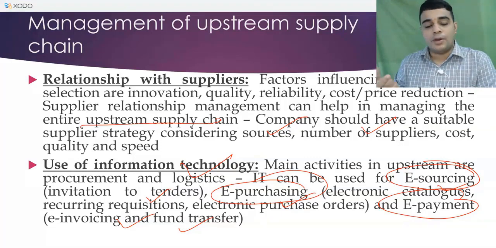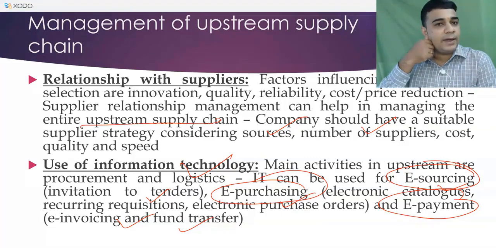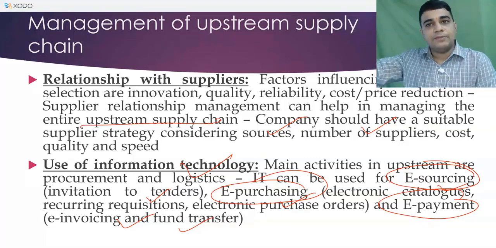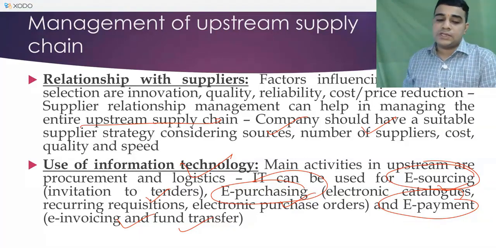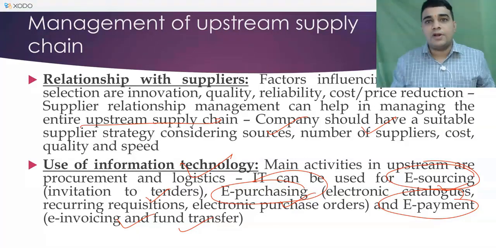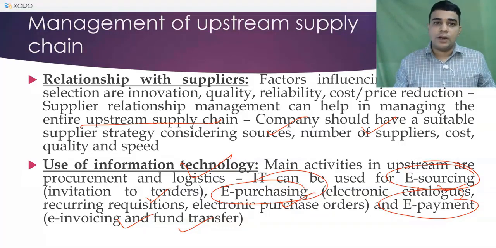One part is procurement. They are also linking the logistics part. Why logistics is needed is because from the supplier end, the product has to reach the manufacturer. Basically you are talking about inbound logistics. There are two types of logistics. Inbound logistics is for your upstream supply chain. We also have outbound logistics, which is for your downstream supply chain.